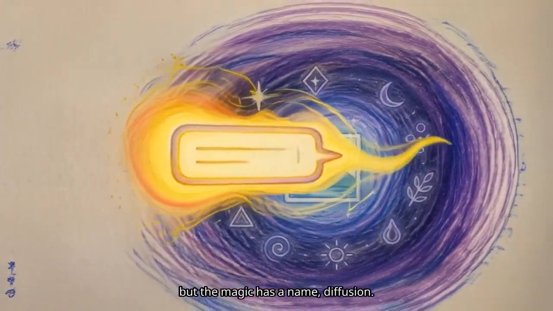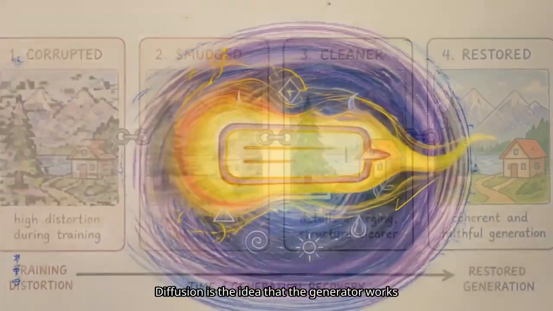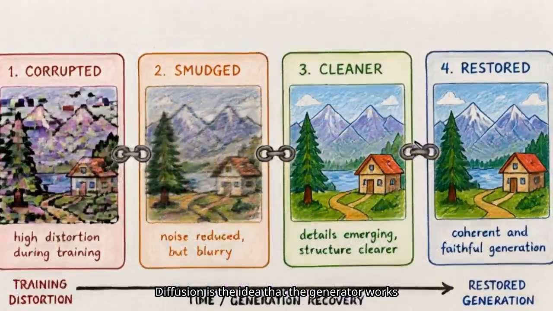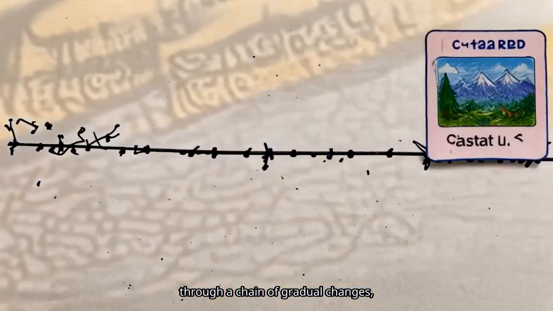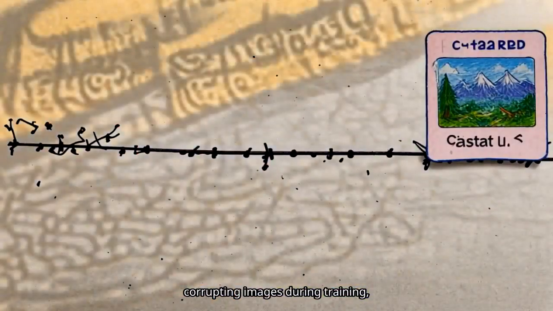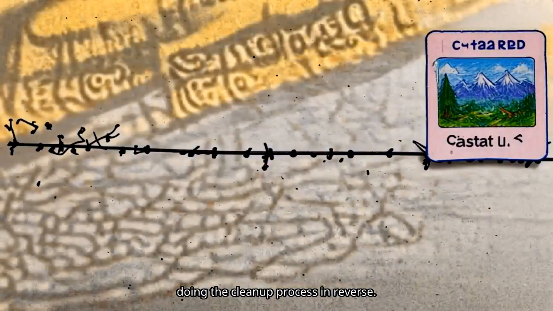But the magic has a name: diffusion. Diffusion is the idea that the generator works through a chain of gradual changes, corrupting images during training, and then, during generation, doing the cleanup process in reverse.